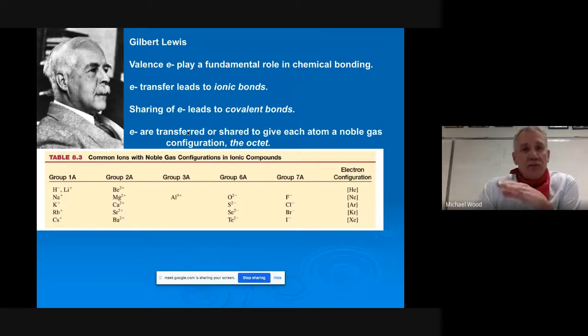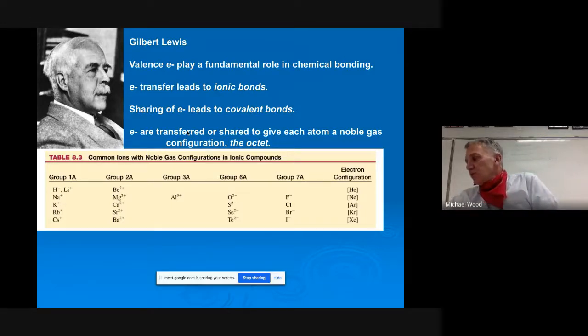So there's a couple of exceptions, which we're going to talk about in Chapter 8. But the general rule is the elements want to fill their outer shell with electrons. And since that's usually 8, it's called the octet rule. When you see the prefix OCT in chemistry, that refers to 8.